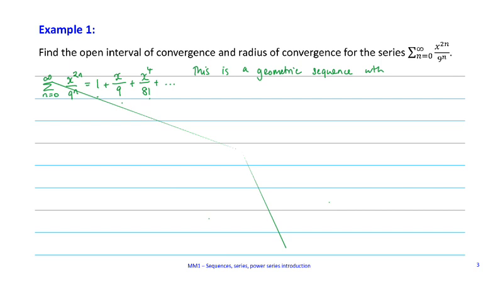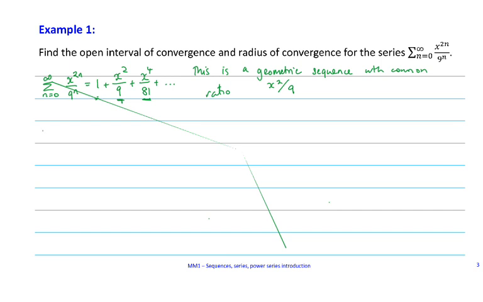With common ratio x squared over 9, which you can see if you do this one divided by this one, we'll get x squared over 9, and that divided by this one, we'll get x squared over 9.